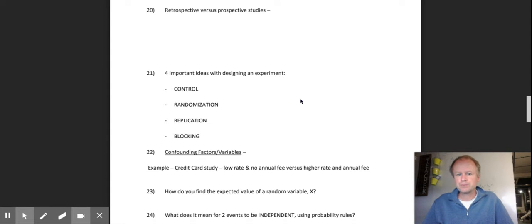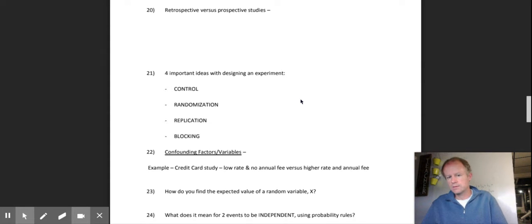Confounding variables. A confounding variable is something that is statistically related to the independent variable, so it could cause issues. We're not sure what's causing the effect. An example with a credit card study: if we had a low rate, so we lower the rate on the credit card and get rid of the annual fee, versus another group where we had a higher fee and a higher annual rate.